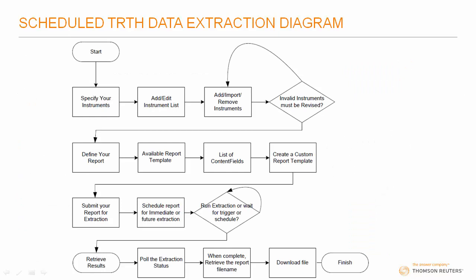Here is the same workflow illustrated by a diagram. The first line is the instrument list creation. Note that when instruments are added to a list, a validation mechanism is used. Invalid instruments are automatically rejected. The second line illustrates the creation of a customized report template by choosing a default one and selecting the data fields. The third line shows the schedule creation and waiting for the extraction request to be triggered. The last line is polling for the extraction status and then retrieving the data.